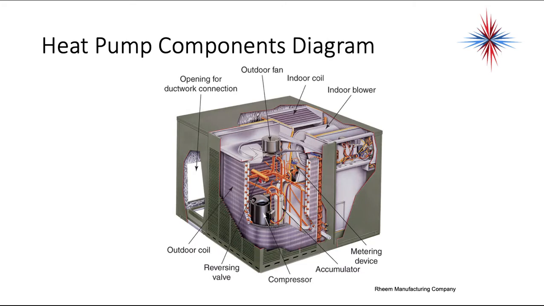Heat pump components. Okay, this is a package unit. You see these outside commercial buildings. You can see them outside mobile homes a lot of times. You have an outdoor fan, you have an indoor coil, you have an outdoor coil, you have a reversing valve, you have a compressor. We usually see an accumulator to prevent liquid refrigerant from hitting the compressor. We have a metering device, sometimes two metering devices, one on the indoor coil, one on the outdoor coil.